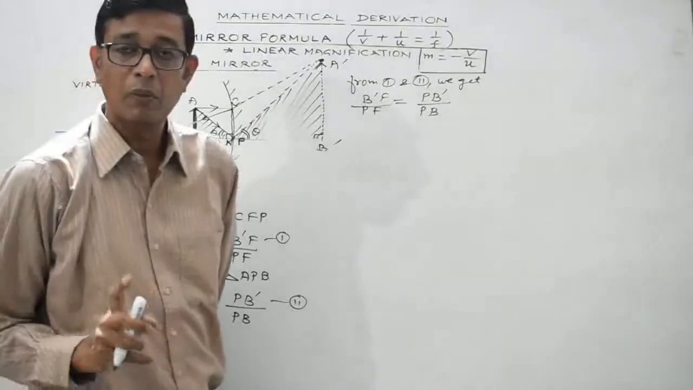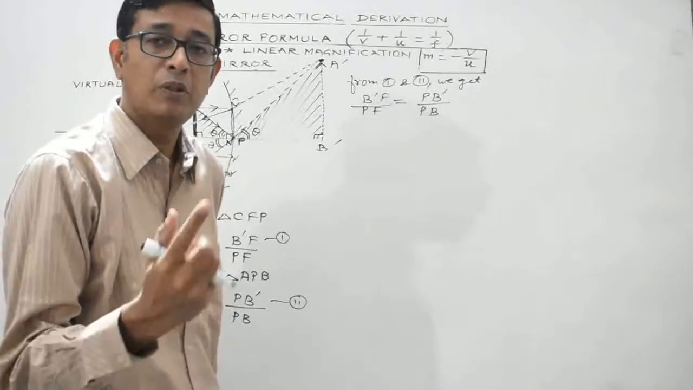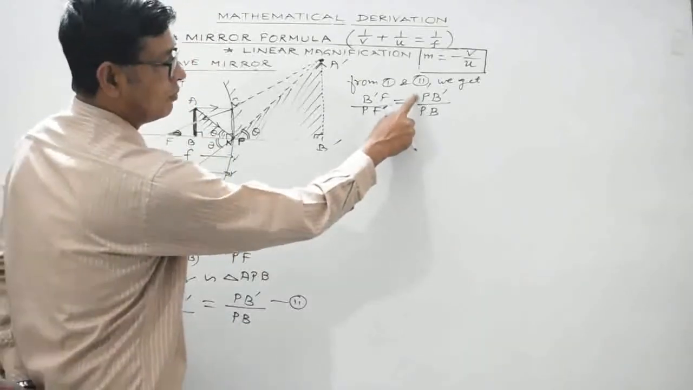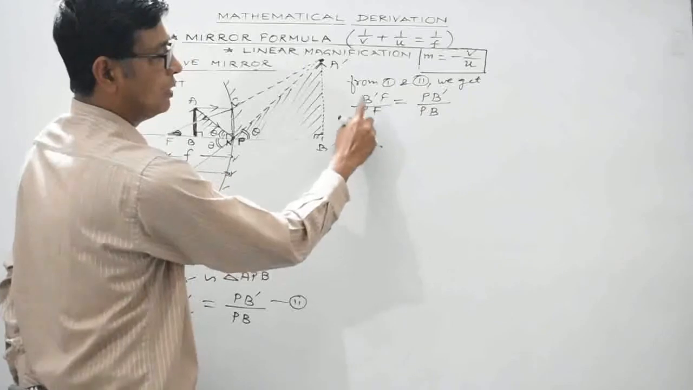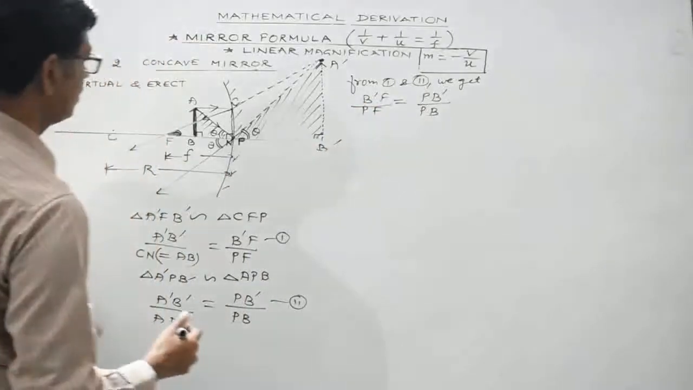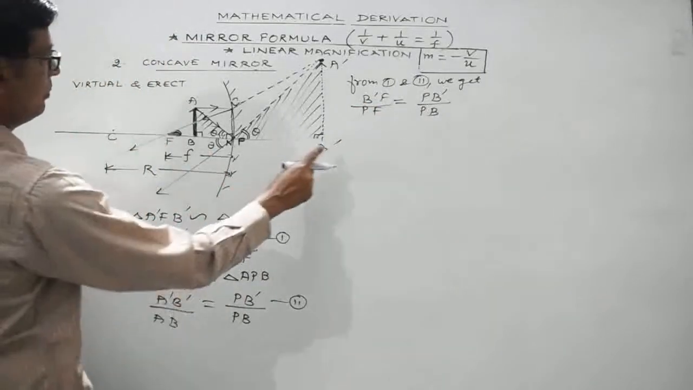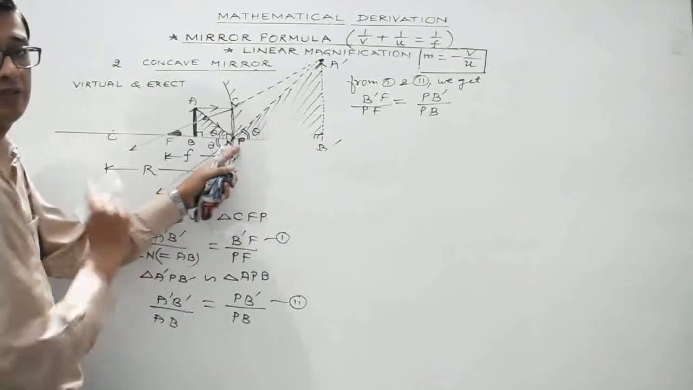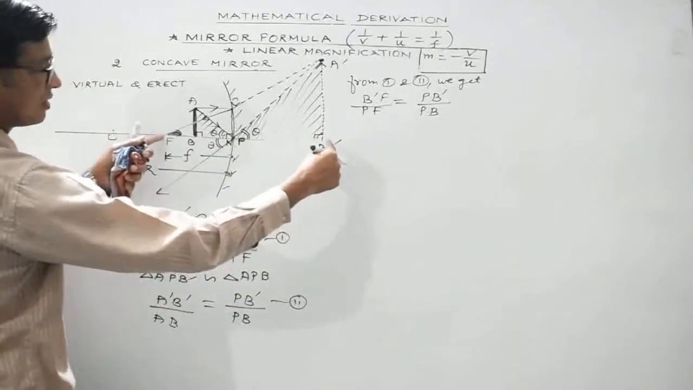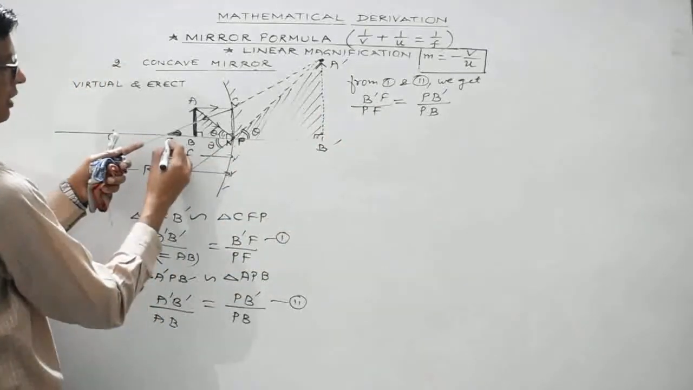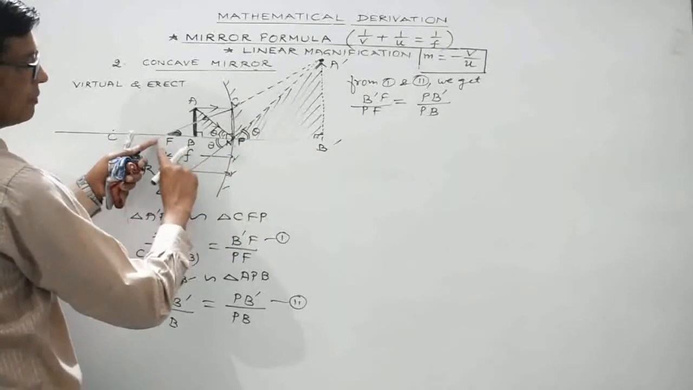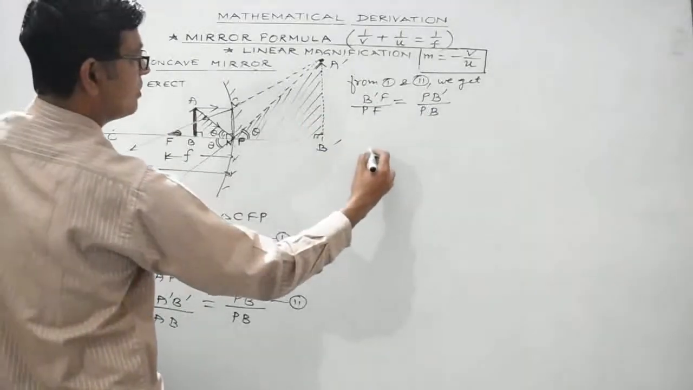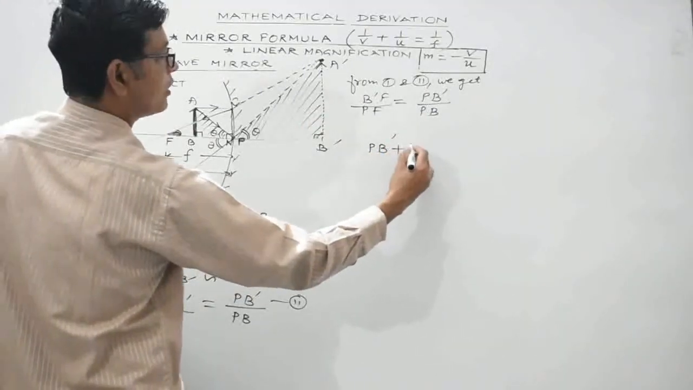Now students, you remember all the distances are to be measured from the pole of the mirror. So P must be the initial letter. So no issues in these three terms. But B dash F needs to be changed. Now look, this is B dash F. So B dash F, this distance may be written as PB dash plus PF. Right? So B dash F is this distance. This is B dash and this is F. So B dash F may be written as PB dash plus PF in terms of P.